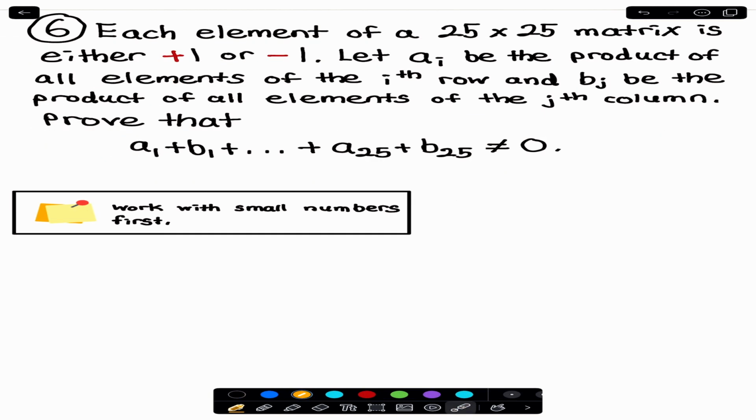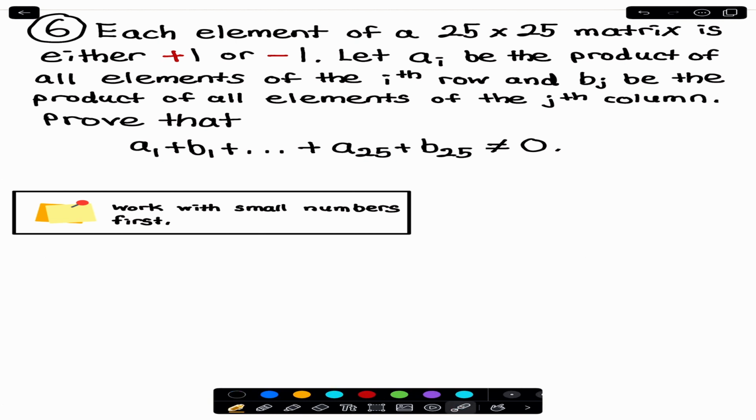And we are back with question number 6. Question number 6 says, each element of a 25 by 25 matrix is either +1 or -1. Let Ai be the product of all elements of the ith row. So remember, i is just a variable, and bj be the product of all elements of the jth column. So we have another variable j. Prove that this entire sum is not equal to 0.